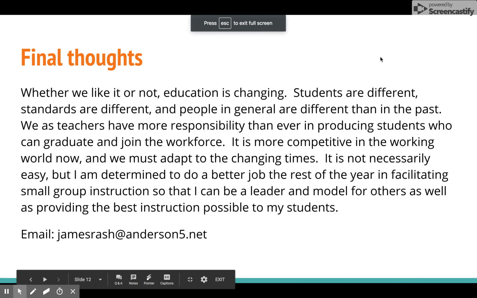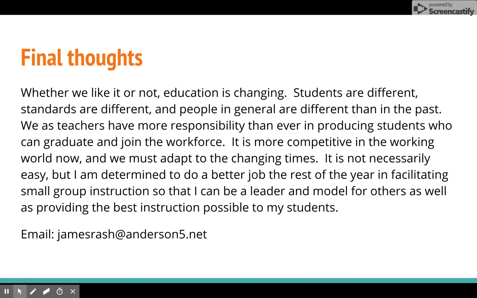So overall, education's changing. We have to kind of get out of our comfort zones to an extent and understand that students are different, standards are different, and people have just changed from the past. We have more of a responsibility than ever to produce these students who can get out of school and join the workforce. It's more competitive, education is more important, and we have to just adapt.